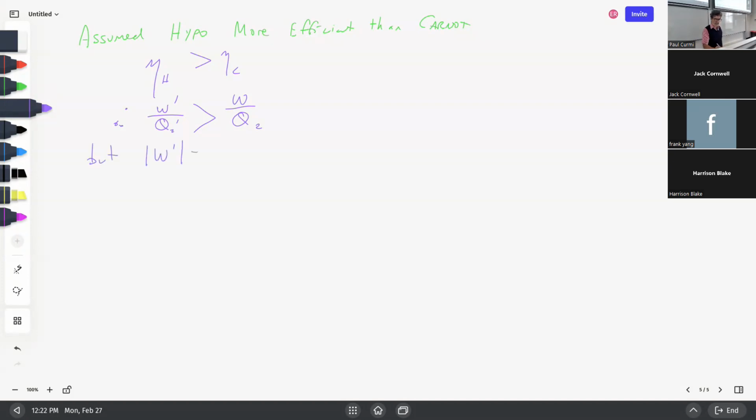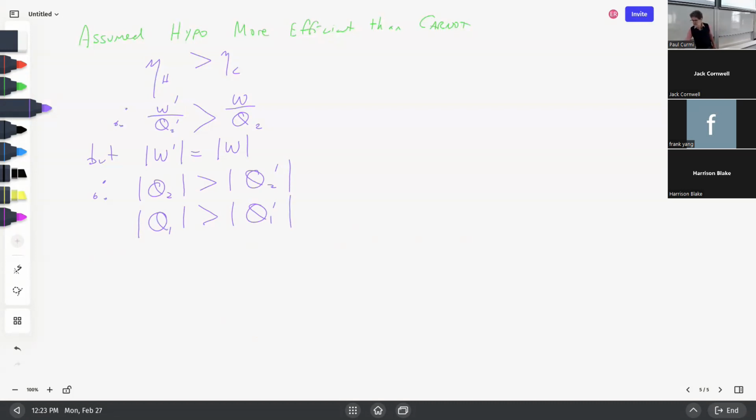But W dashed is equal to W. So this means that Q2 has to be greater than Q2 dashed. And because I had that equality on the previous slide, it means that Q1 has to be greater than Q1 dashed. Okay, so let's go back to the picture.